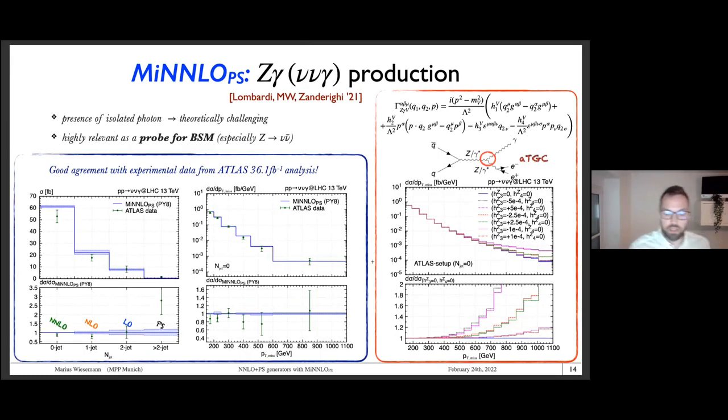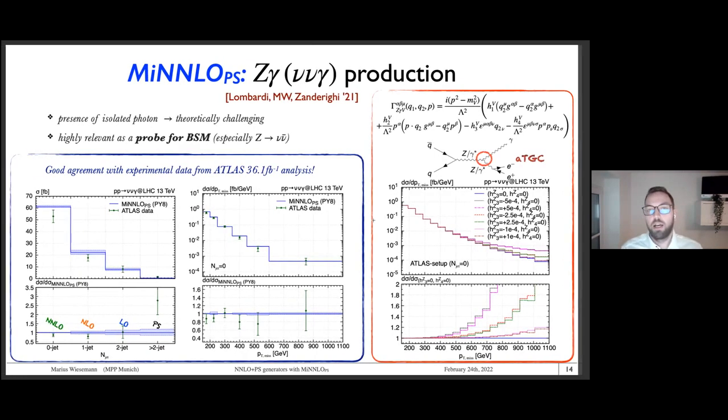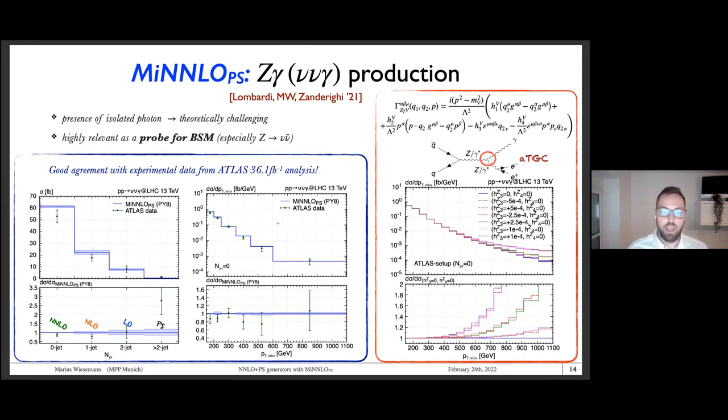We also performed this calculation for neutrinos. And again, here you see an example where you see the decreasing accuracy with higher jet multiplicities. Really only zero jet is next-to-leading order accurate. And you see a reasonable agreement with data also for the transverse momentum of the missing energy of the two neutrinos essentially in the calculation, or the missing energy observed in the experiment.